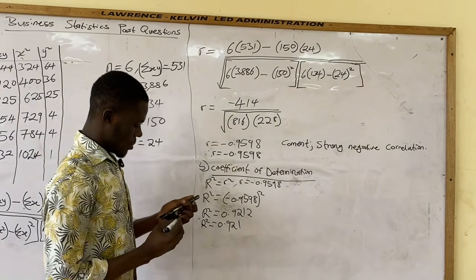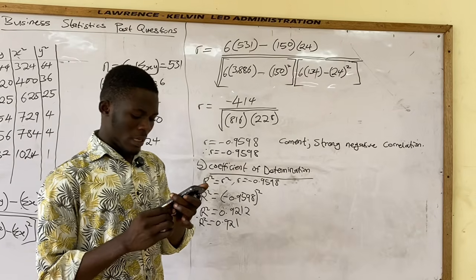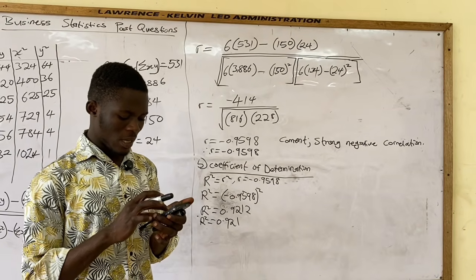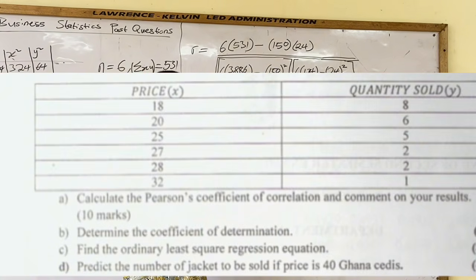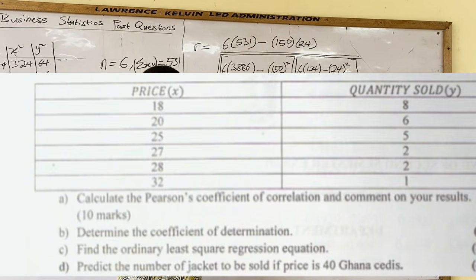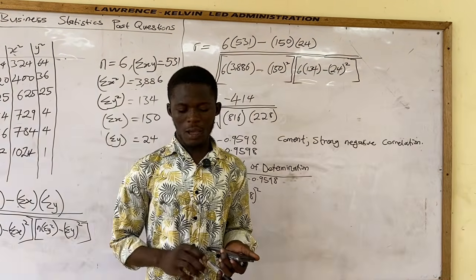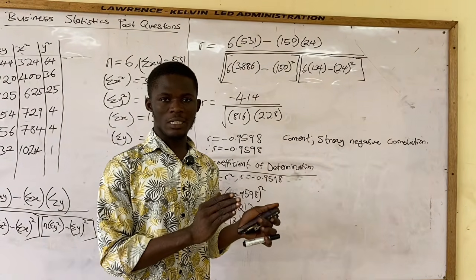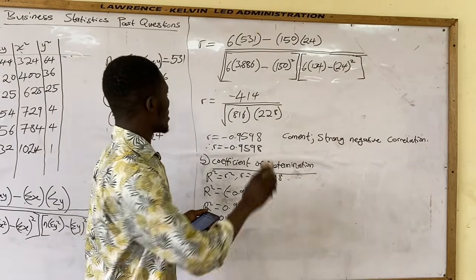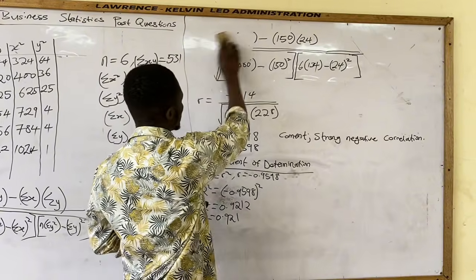You can bring it to 3 decimal places, which will be r squared equals 0.921. Okay, the next question is C. Find the ordinary least squares regression equation. So here we are done with the correlation part. We are moving on to the regression part. Okay, so the C, I'll clean this side.